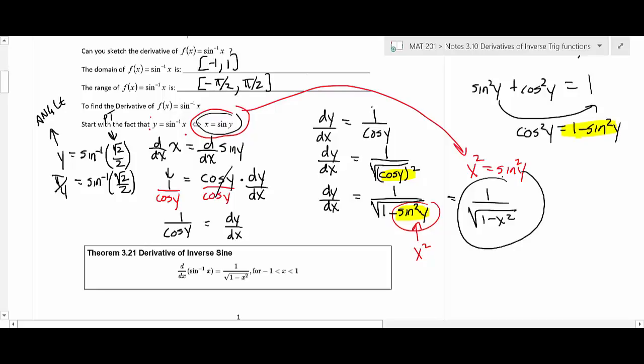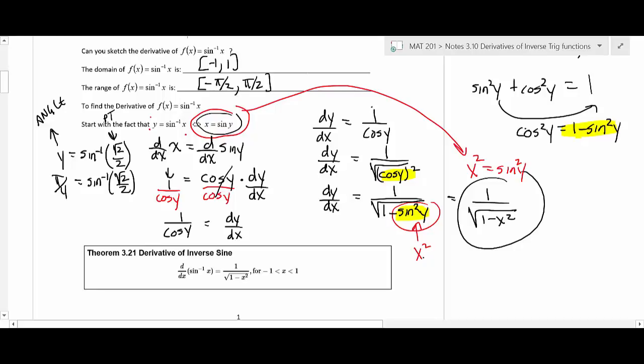Did you guys follow that, or at least sort of? Derivations sometimes are a little hard to follow. The key thing on this one is it was implicit differentiation that we've learned how to do. Then I changed the cosine to cosine squared y under a square root. Then I used that identity. And the key thing is sine y is x, so therefore sine squared y is x squared.